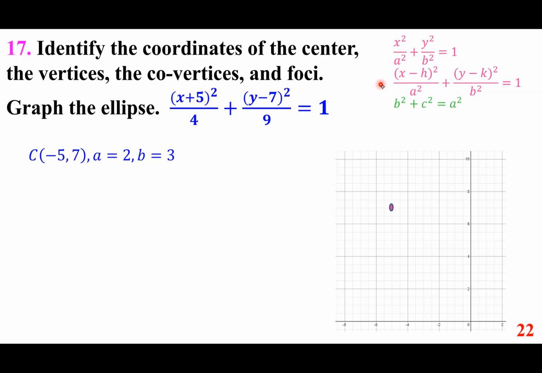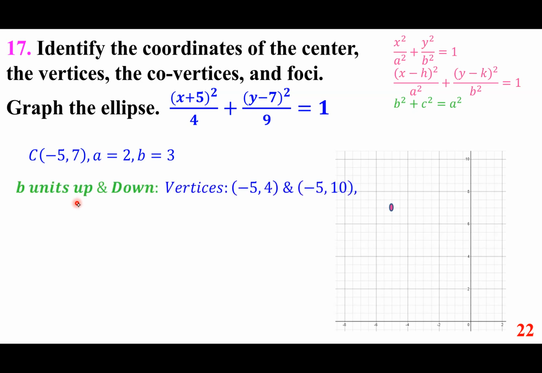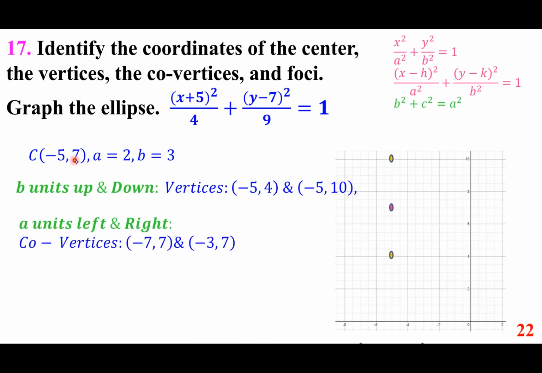So we are interested in the vertices. Since B is larger, the vertices are along the y-axis, or in this case, parallel to that. So we are going to go B units from here, B units up. That means this becomes 10, B units down. That becomes 4, and those are the pairs. For A, that means 2 units to the left and to the right. So to the left, -5 minus 2 makes it -7. To the right, plus 2 makes it -3. And of course, the y coordinate is the same. Plot those pairs.